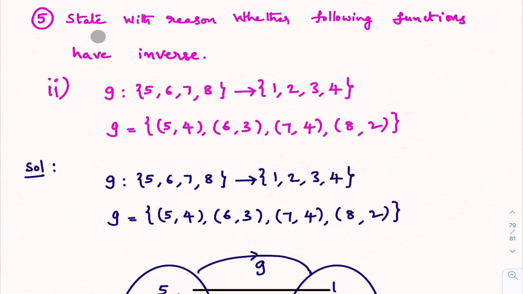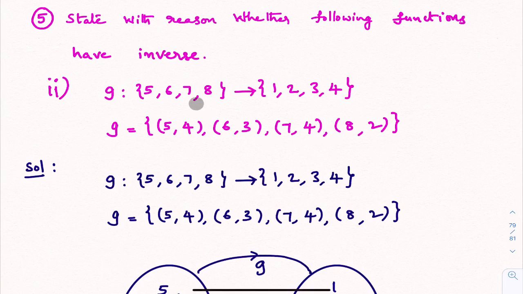You see the second bit: state with reason whether the following functions have inverse. See here what they gave. g is a mapping from this set to this set. And the function g is defined as ordered pairs (5, 4), (6, 3), (7, 4), (8, 2). This information they gave in the question. They are asking, does this function have inverse? What do you know? If the function has inverse, it is a bijective function, right?